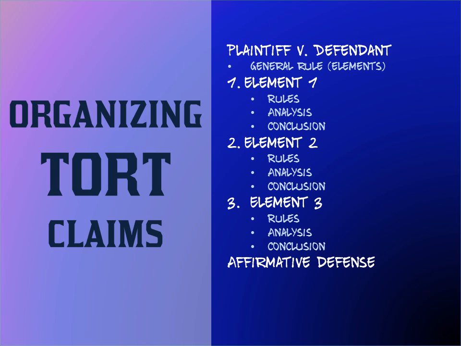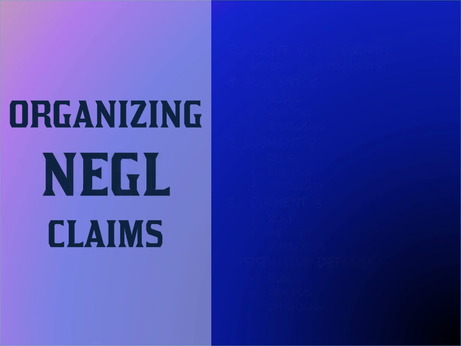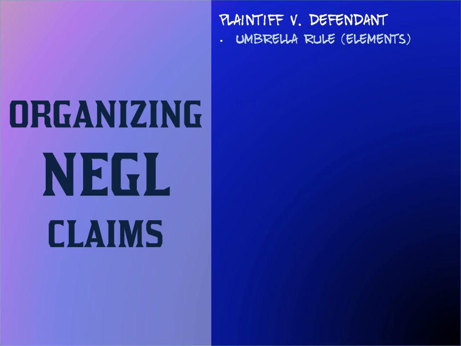So let's change this a little bit to not looking just at tort claims, but looking at negligence claims. Okay, do they look any different? A little bit. Again, we start with plaintiff versus defendant. Then we have an umbrella rule, which lists the 5 elements of cause of action for negligence. Then you start, your first issue is going to be, guess what? The first element, duty.